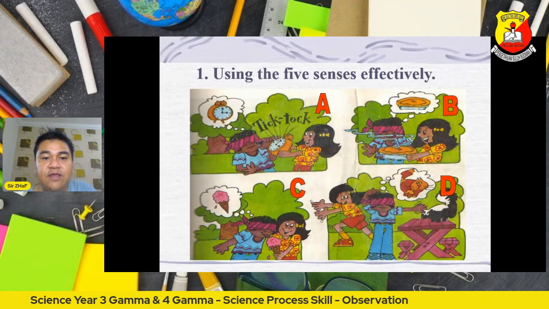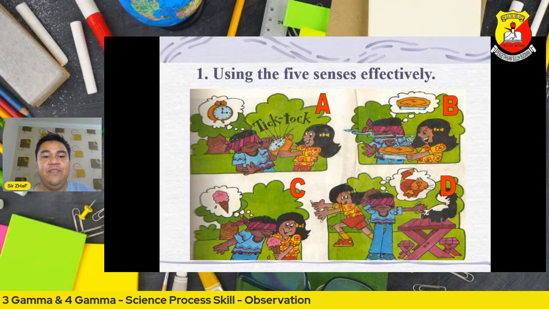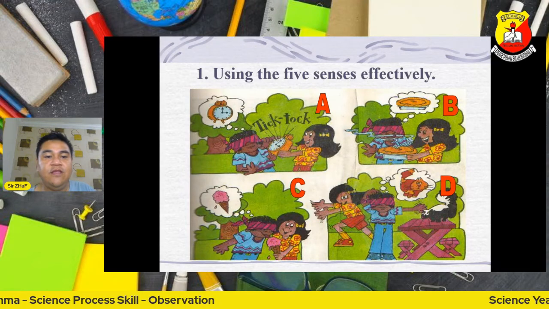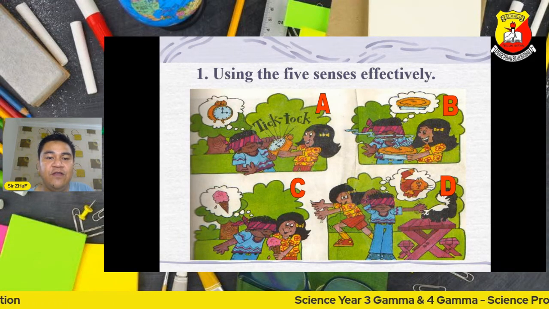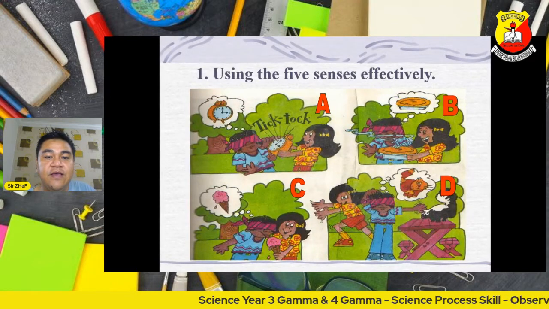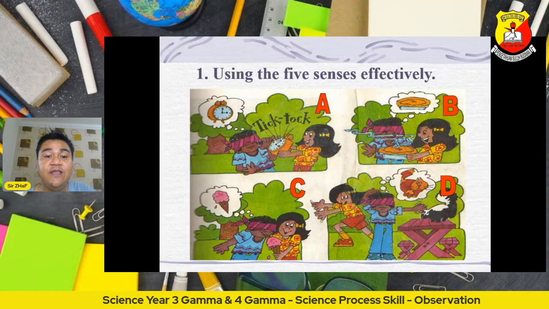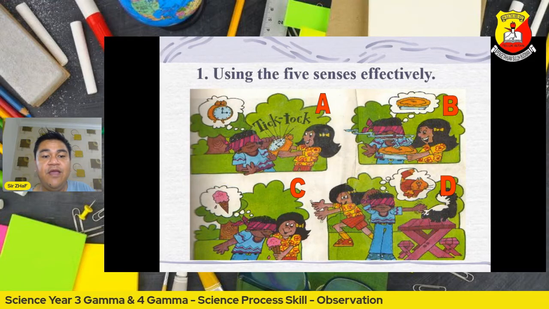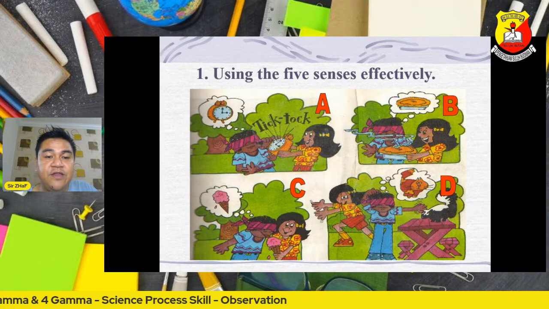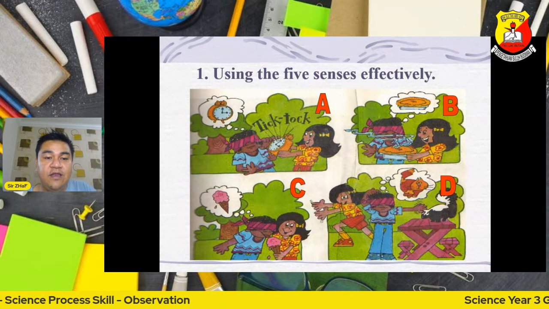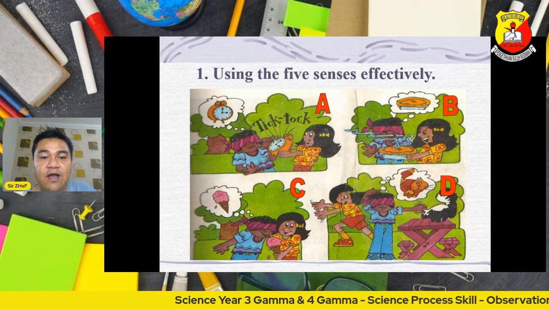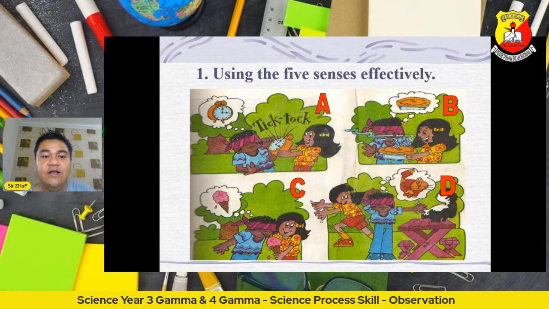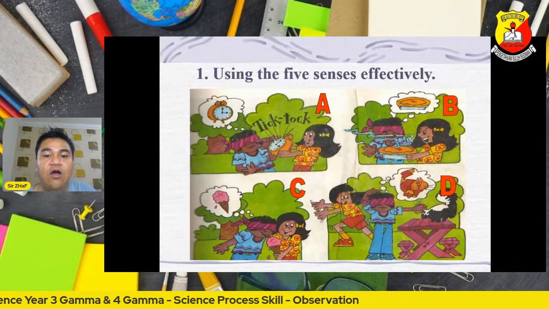So, what is happening? The clock is tick-tocking. Tick-tock, tick-tock. So even though the boy is blindfolded, he can hear the sound of that tick-tock. By hearing the sounds, the boy can imagine what those things are. What is the thing that the girl is holding? The girl is holding a clock.